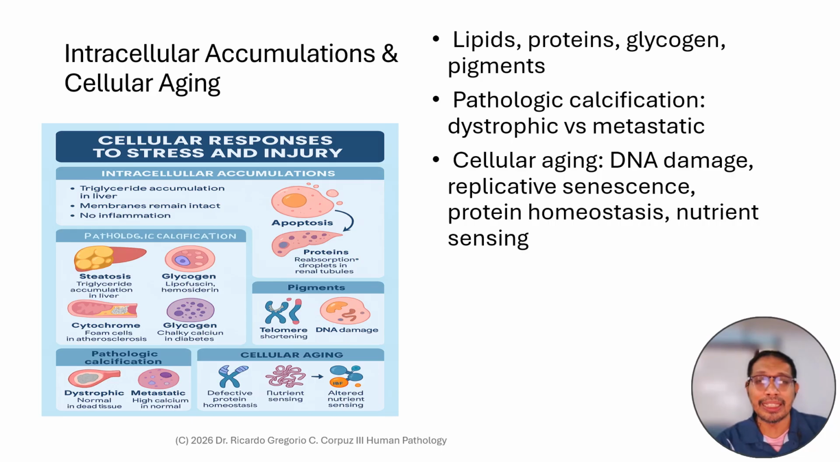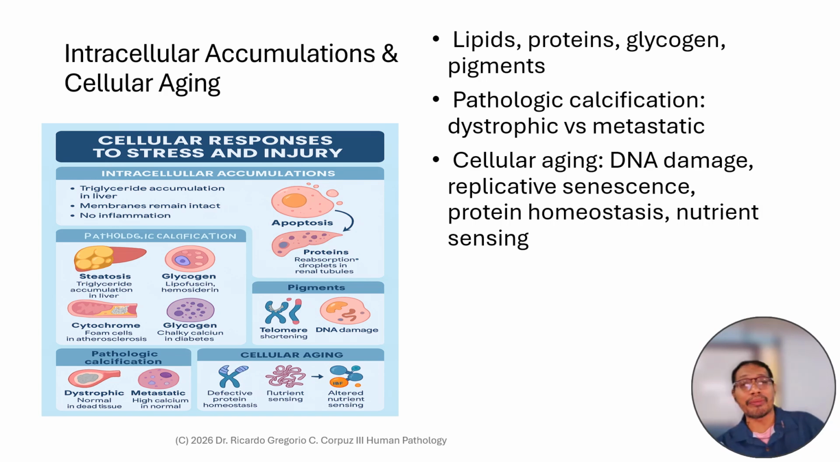And finally, cellular aging, which represents the cumulative effect of lifelong stress, metabolic activity, and imperfect repair mechanisms. So several key themes define this process. First is telomere shortening. With each cell division, telomeres become progressively shorter. When they reach a critical length, the cell cannot replicate, it enters senescence and can no longer divide.